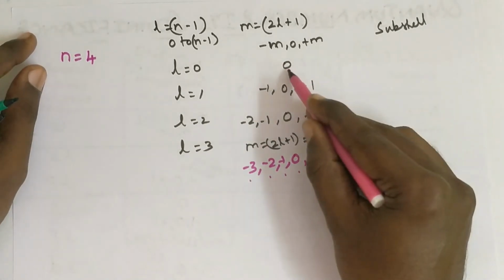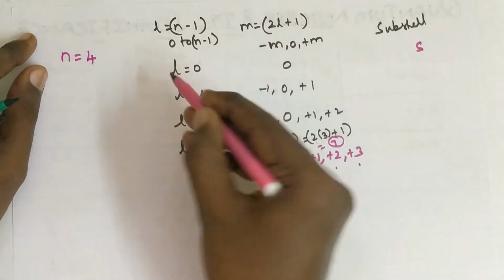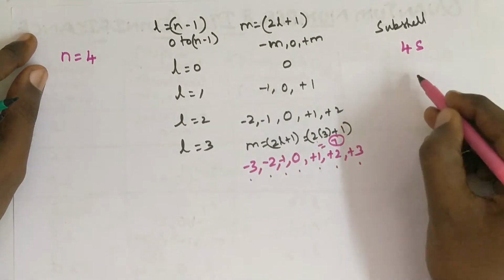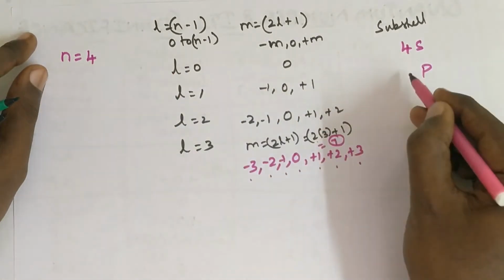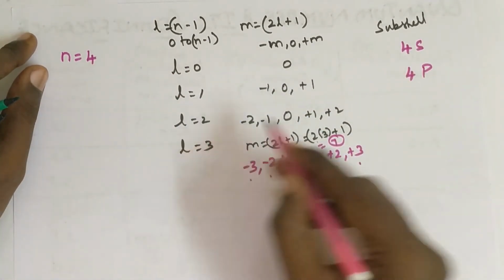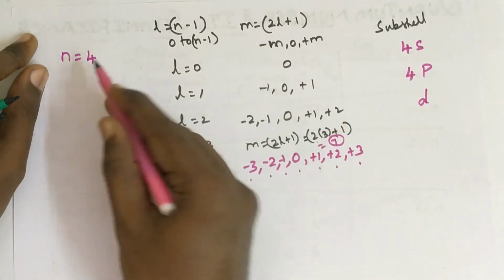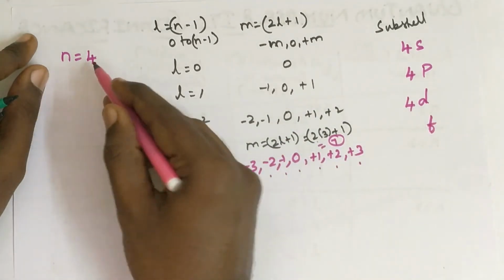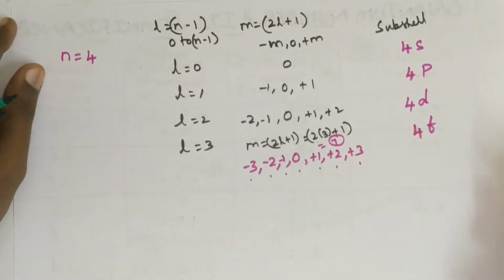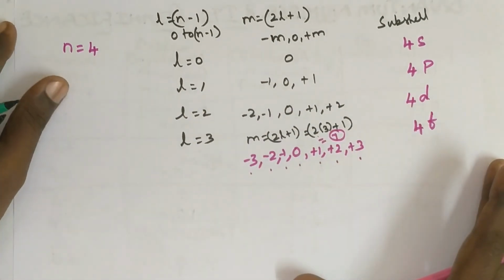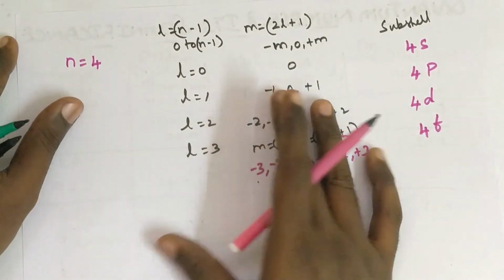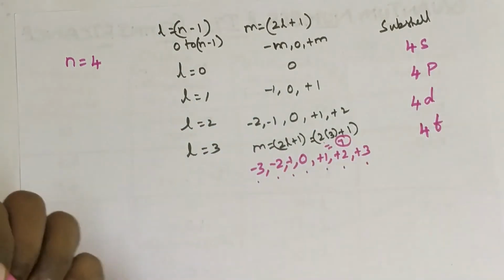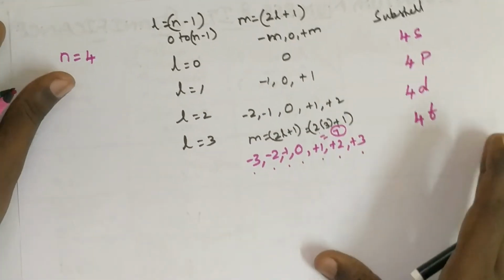So we'll write subshell: L is equal to 0 means S, n value is 4, so 4S. Same way for L is equal to 1 means P, here n value is 4, so 4P. L is equal to 2 means D, so 4D. L is equal to 3 means F, so write it as 4F. So these are all about the quantum number and its orientation. This tells about the orientation. You try for n is equal to 5.